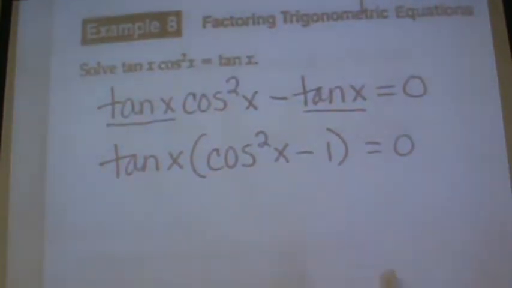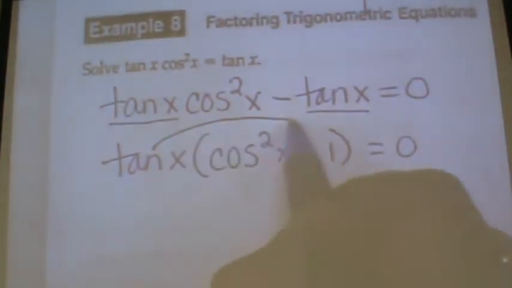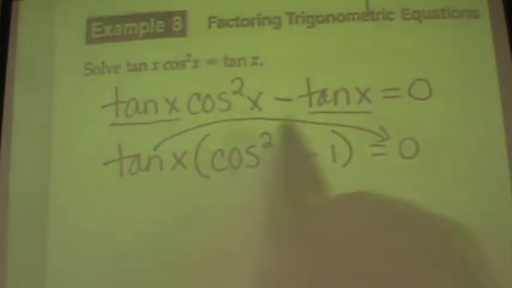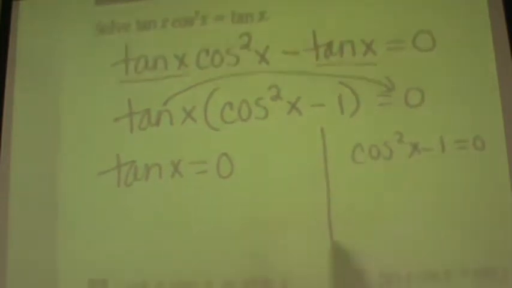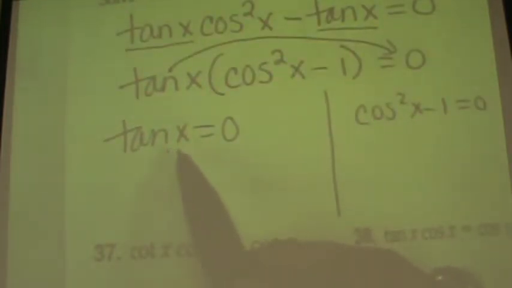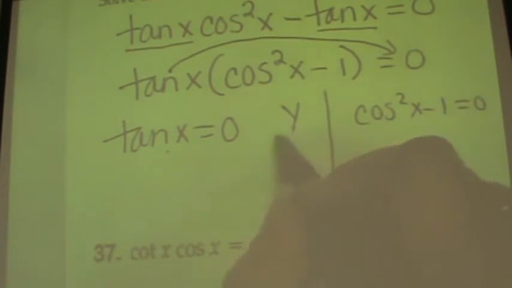So your job is to factor these. We're going to be doing these for a long time now. Set tangent x equal to 0. This is from yesterday. Tangent x equals 0, and cosine squared x minus 1 equals 0. So what's the definition of tangent? Tangent is y over r. I'm sorry, y over x.